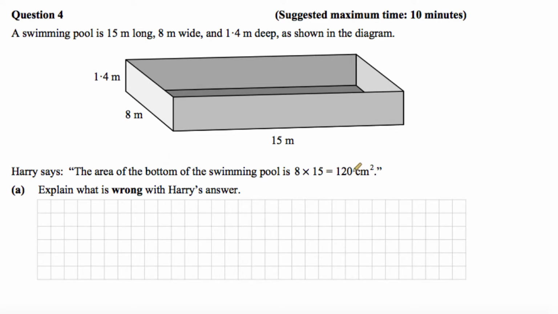Well, 8 by 15 is 120, but it's 8 meters and 15 meters, and he gives us the answer in centimeters squared. So it should be 120 meters squared. So that's what's wrong, the units.